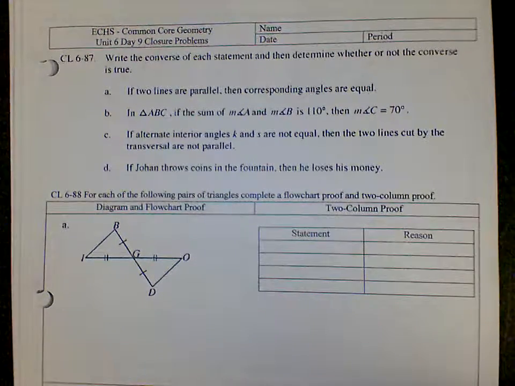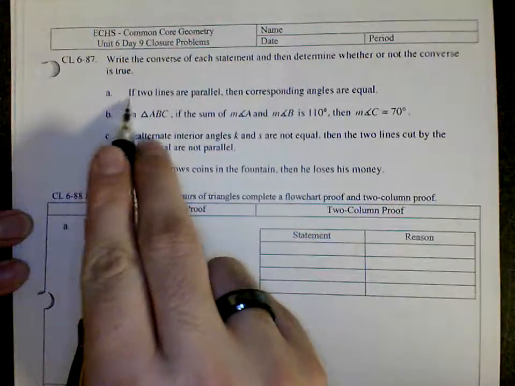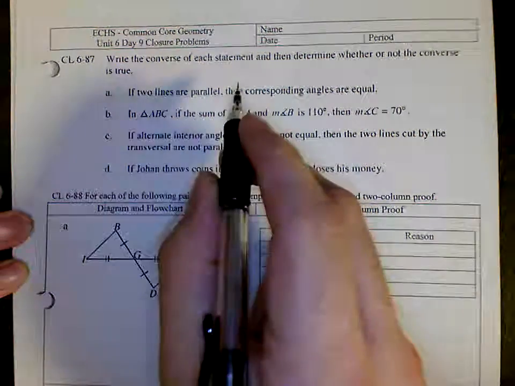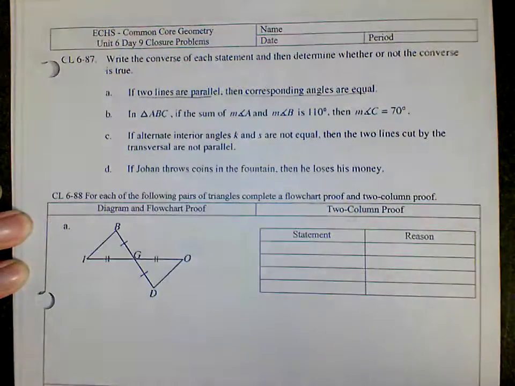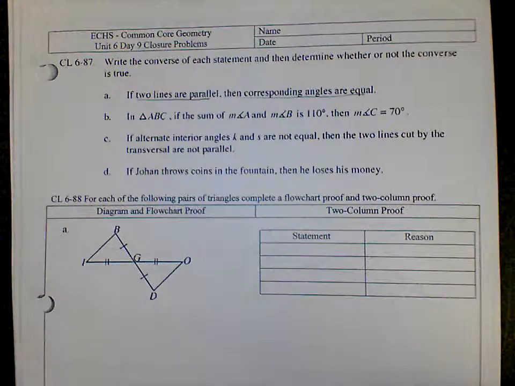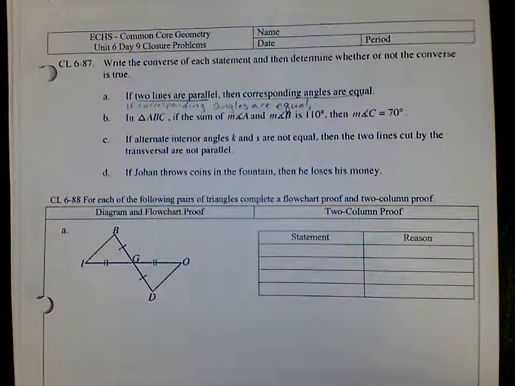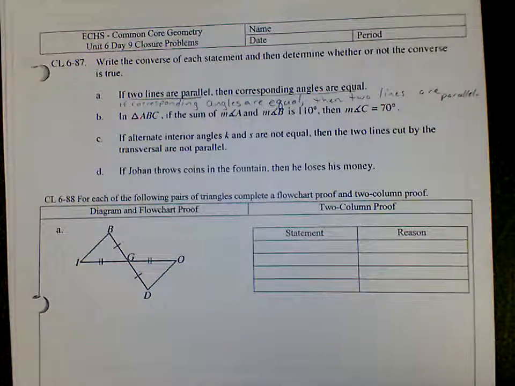All right, question 87. Write the converse of each statement and then determine whether or not the converse is true. So question A, if two lines are parallel, then corresponding angles are equal. So remember, my converse is we've got an if, then conditional statement. And so the converse will then be if the second part, then the first. So if corresponding angles are equal, then two lines are parallel.